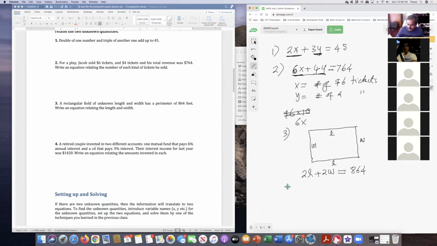Okay, going on to number 4. A retired couple invested in 2 different accounts. One mutual fund that pays 6% interest. CD pays 3% interest. Their interest income for last year was $1420. For the whole year, interest income was $1420. So write the equation. Anybody?